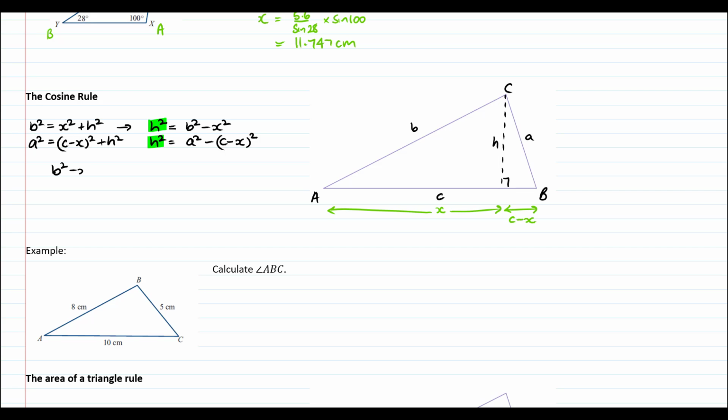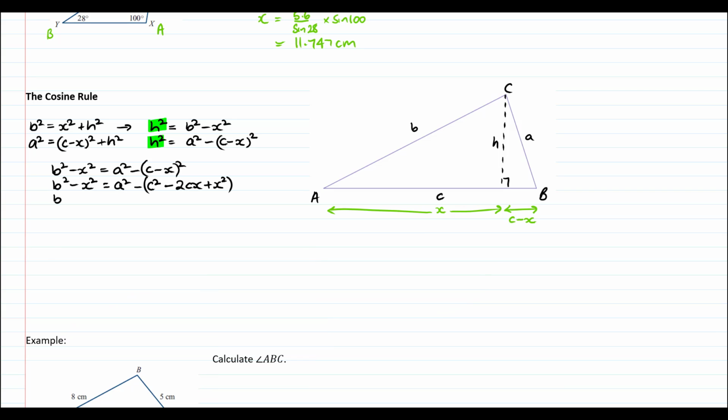B squared minus X squared is equal to A squared minus (C minus X) squared there. Now I'm going to go ahead and expand the bracket. Is equal to A squared minus C squared minus 2CX plus X squared. So just make sure that your expansions are appropriate and correct as you're doing them. I'm just going to create a little bit more space here for myself.